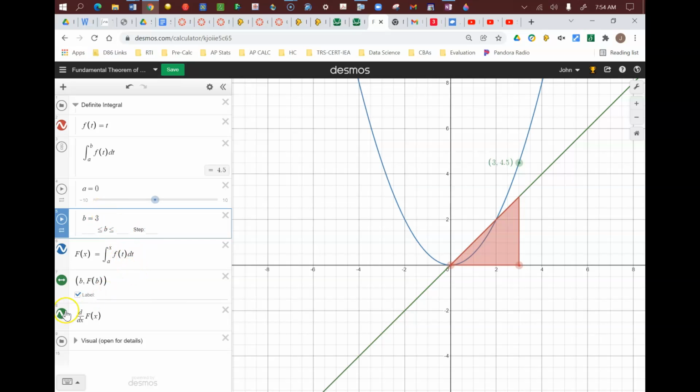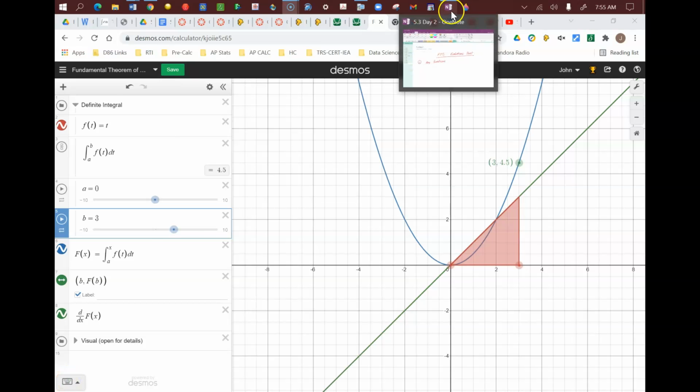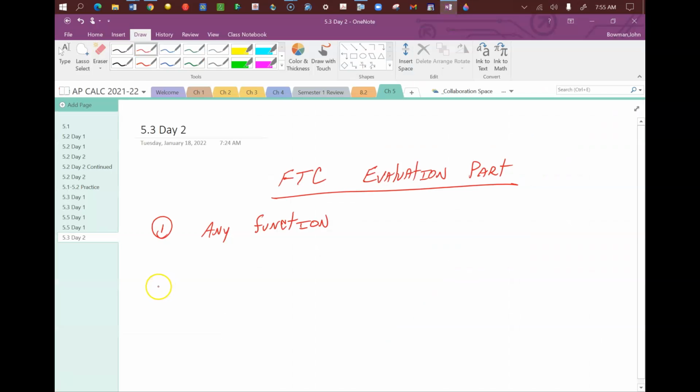But what I want you to notice here is when I turn off the derivative of capital F of x, we have the original function, f of t is equal to t. When I turn it back on, that turns green. So again, confirming the idea that the derivative of the integral is the original function, or that the integral is the antiderivative of the derivative. So let's go back to our notes and put down what we have.